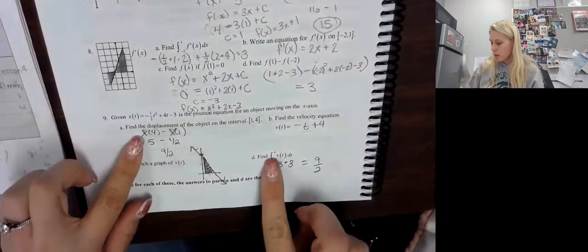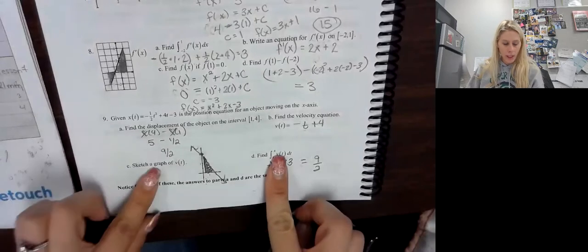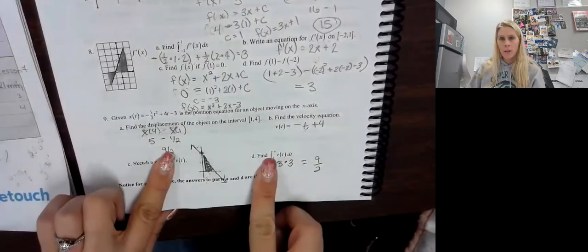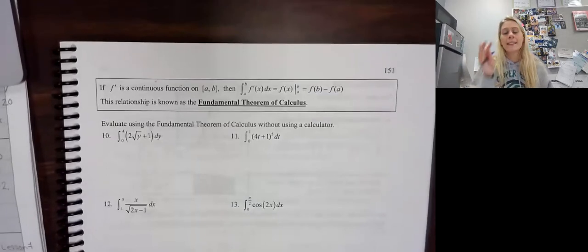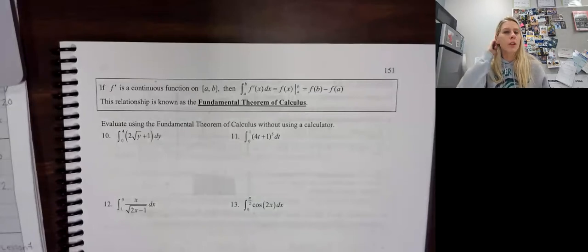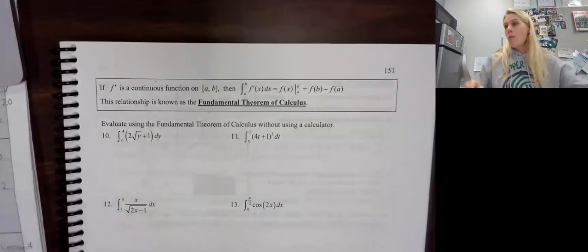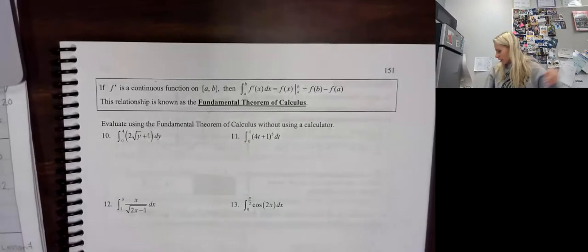Okay, so we're able to find the integral, the area under the curve, by doing that algebraically. So let's talk about what that really means mathematically. The idea is, this is the fundamental theorem of calculus. If f prime is continuous on the interval a to b, then the integral from a to b of f prime of x dx equals f of b minus f of a. I wish I had my highlighter right in this, because I want to point this out to you guys. There it is.